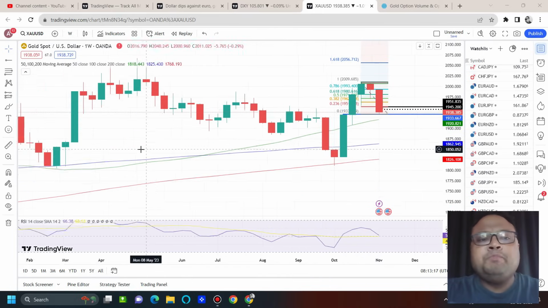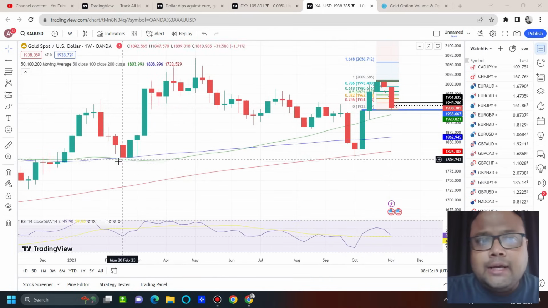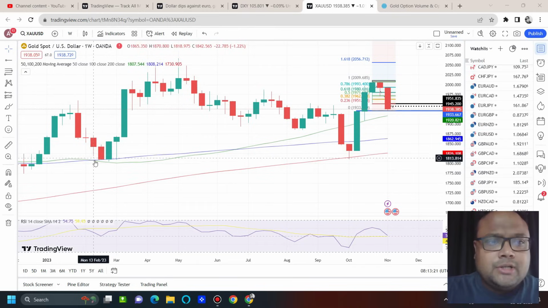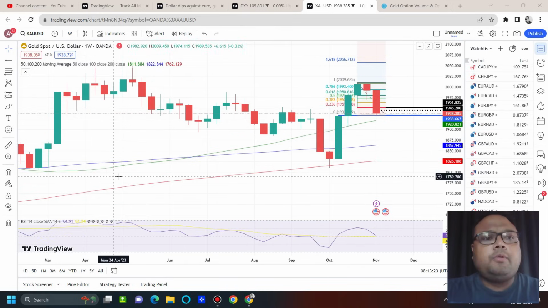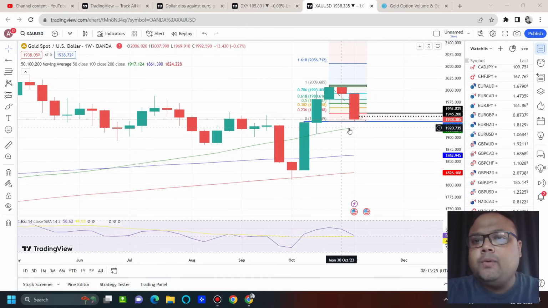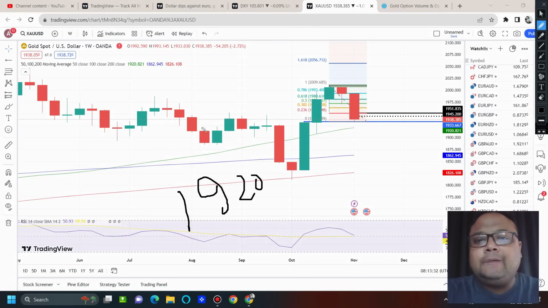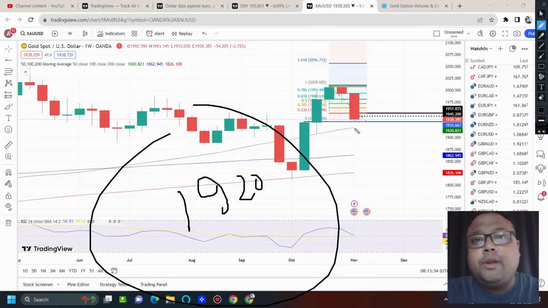Right now you can see the 50 moving average, the green line on the weekly chart, has been providing dynamic support to the market, and we can see the next support on the chart of gold will be around 1920. So if gold breaks 1920 on the weekly chart, you can see that there will be a further fall because we do not have any immediate support.